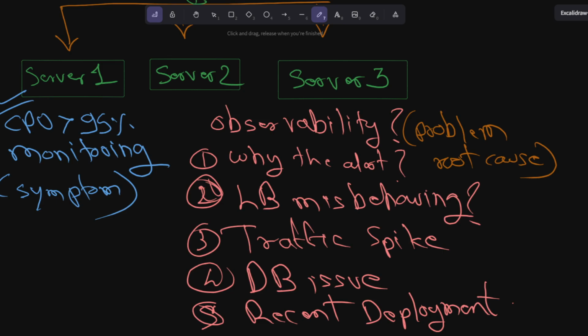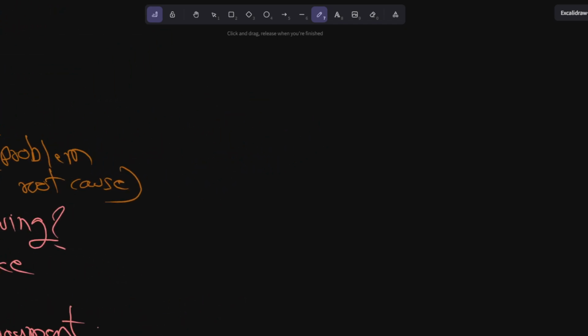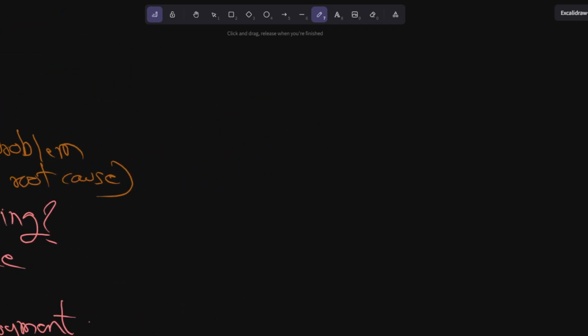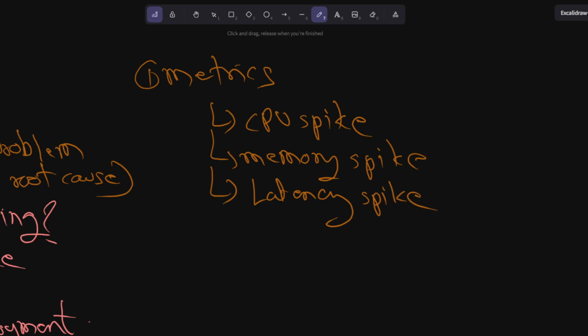So what does observability tell us in a bit more detail? We can firstly look at metrics. Metrics could be anything: CPU spike, memory spike, or latency spike. So with observability, firstly we can look at the metrics and see that something is broken.